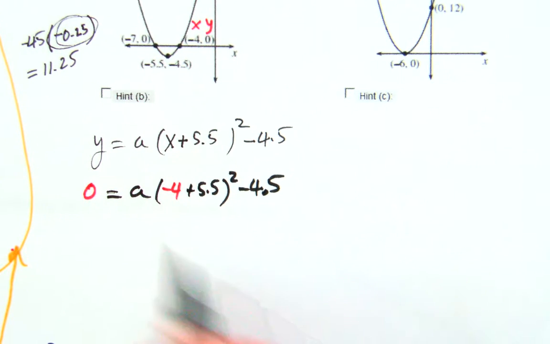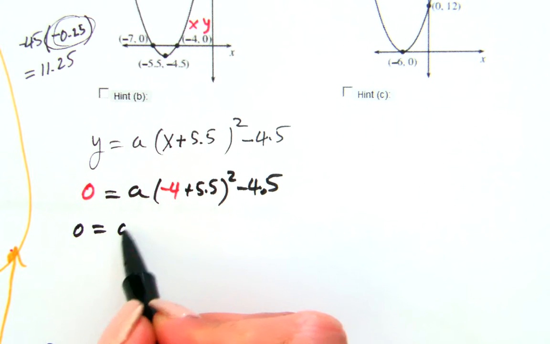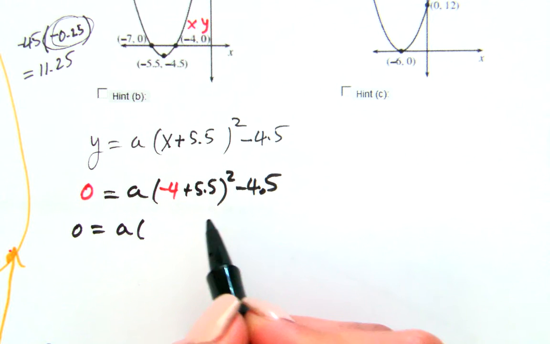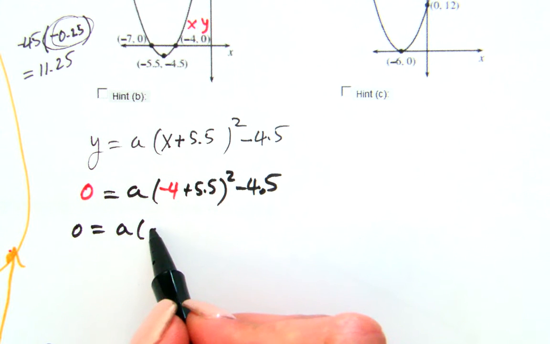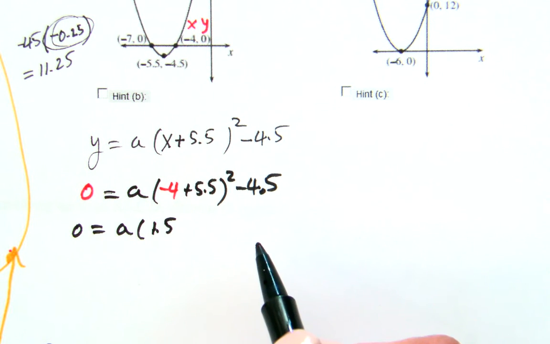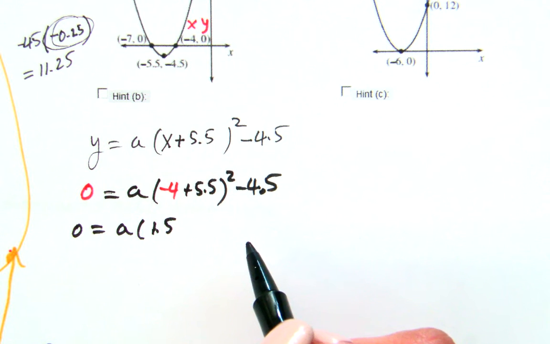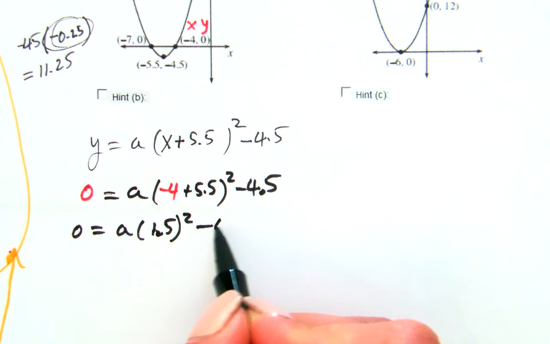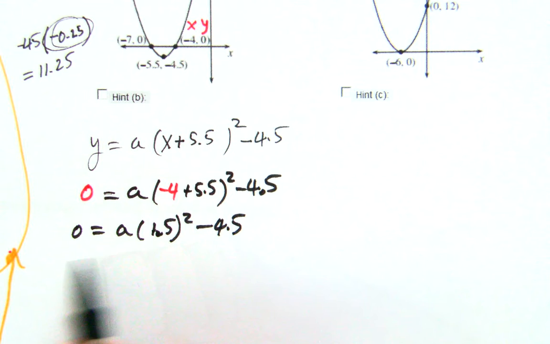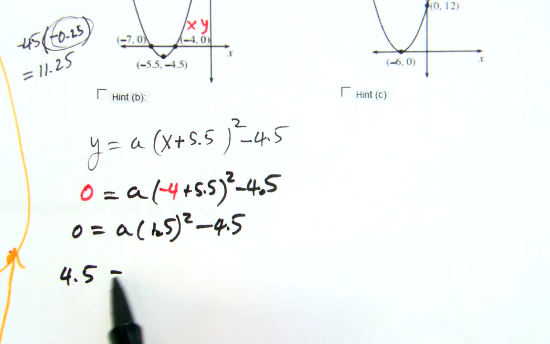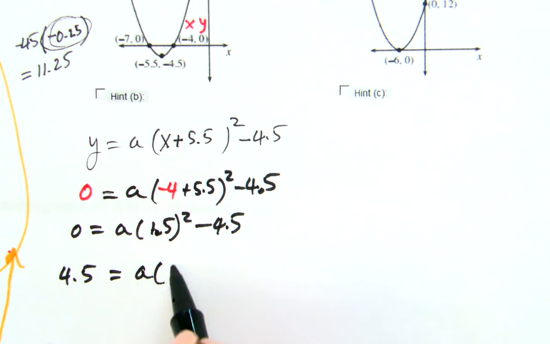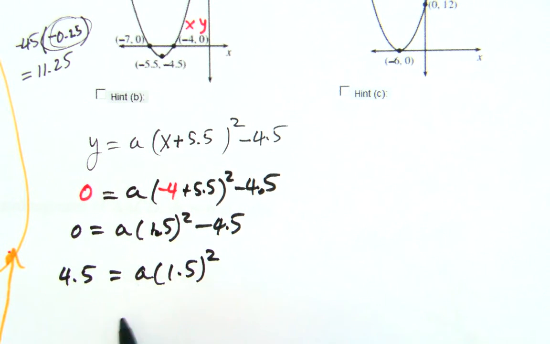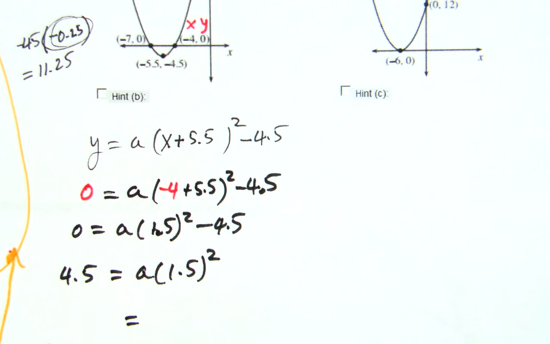Then we have 0 equals a times this plus this, which should give you 1.5 left over, right? 5.5 minus 4, yeah, 1.5 left over, squared, minus 4.5. We're going to add 4.5 to the other side. So we get a times 1.5 squared. So what in the world is 1.5 squared?